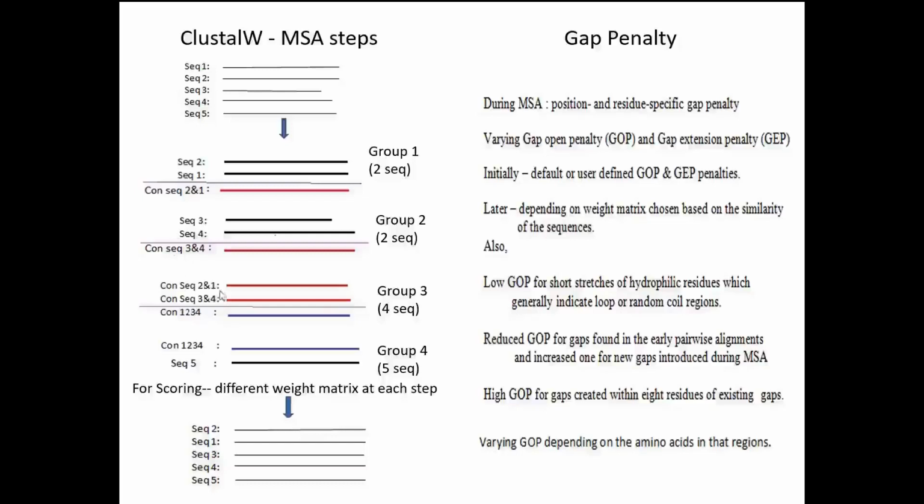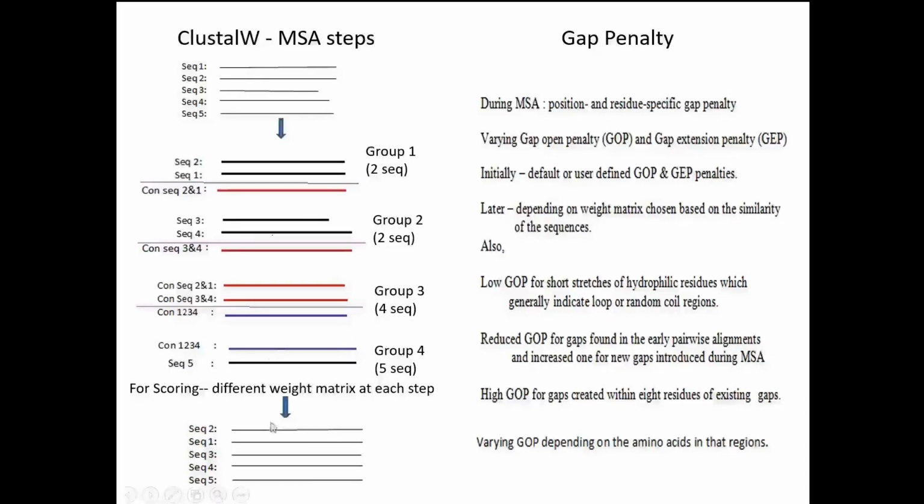Next, these two consensus sequences will be pairwise aligned and the consensus sequence of them will be created. Finally, the consensus sequence of the 4 sequences and then the 5th sequence will be aligned. Based on this alignment, the final MSA will be given with all the 5 sequences aligned.